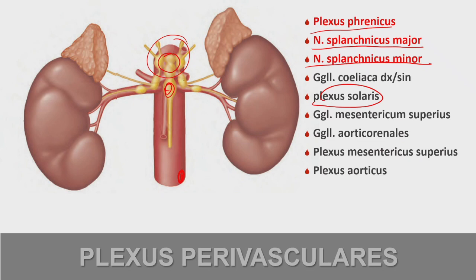And then we have aorticorenalia and renalia ganglia, and those are perivascular plexuses which are going into the kidneys and also into the suprarenal glands. What's the main function in comparison to the gastrointestinal tract?